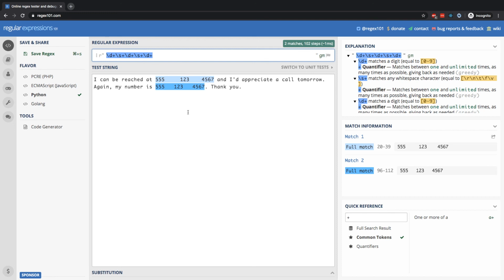All right, so the plus symbol for one or more of a character is an alternative way to accomplish what we just saw in the previous lesson.